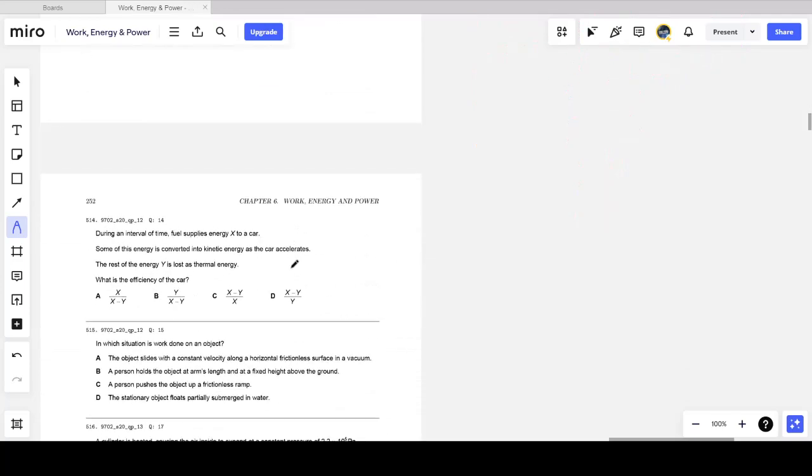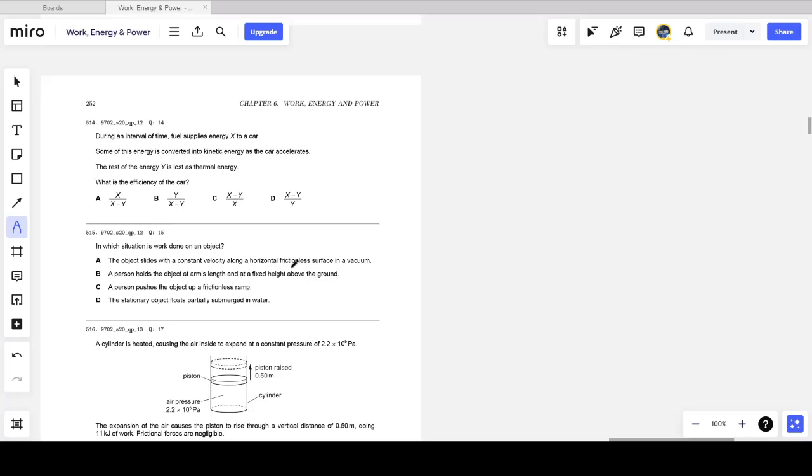Now, there's a few questions on efficiency, and 514 is another one like that. We are told that during an interval of time, fuel supplies energy X to a car. Some of this energy is converted into kinetic energy as the car accelerates. The rest of the energy Y is lost as thermal energy. What is the efficiency of the car? So the first thing I would do is find what my total input is, and then the useful output, and then find the ratio that I need to.